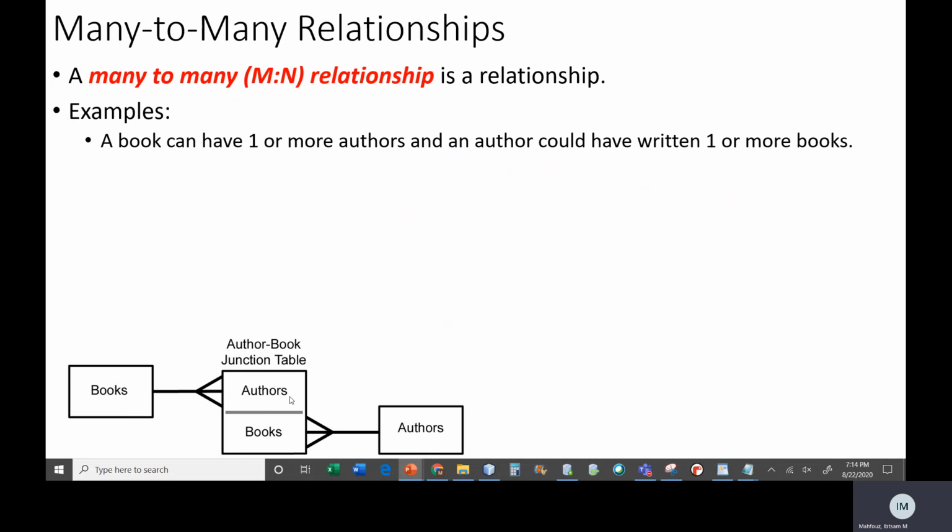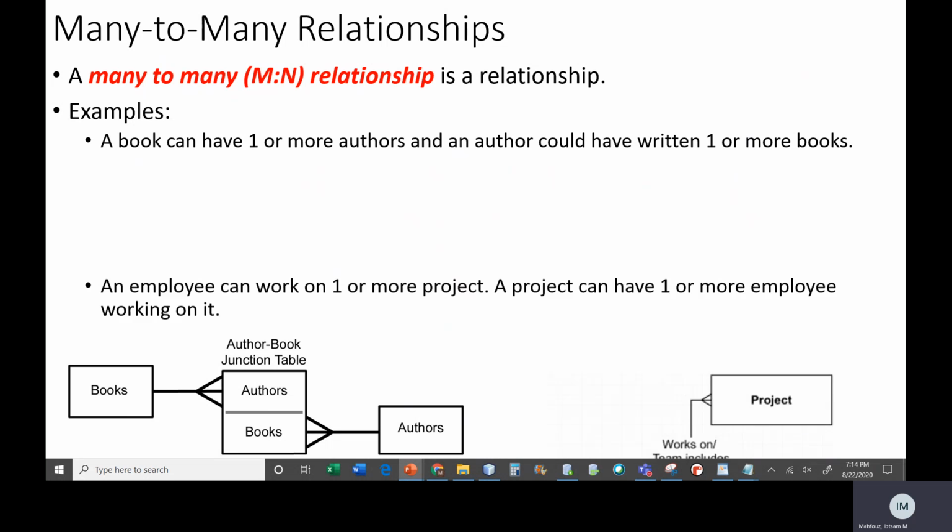If we look at the relationship backwards, an author actually writes many books. So many authors write many books. They don't just write one book, they write many books. So a book can have many authors. An author can write many books. And so that relationship between the book and the author would be considered a many-to-many relationship.